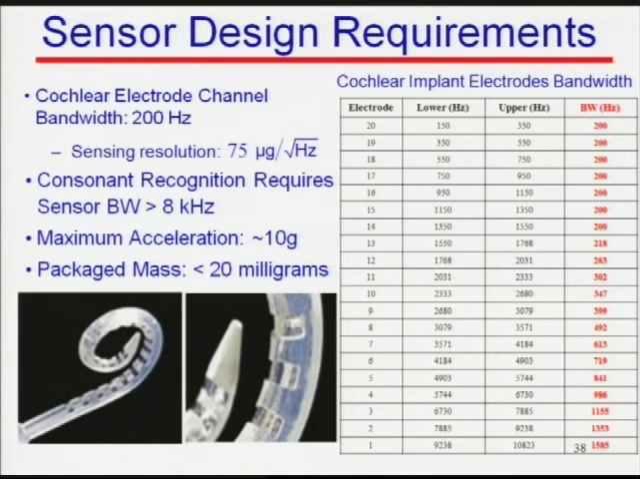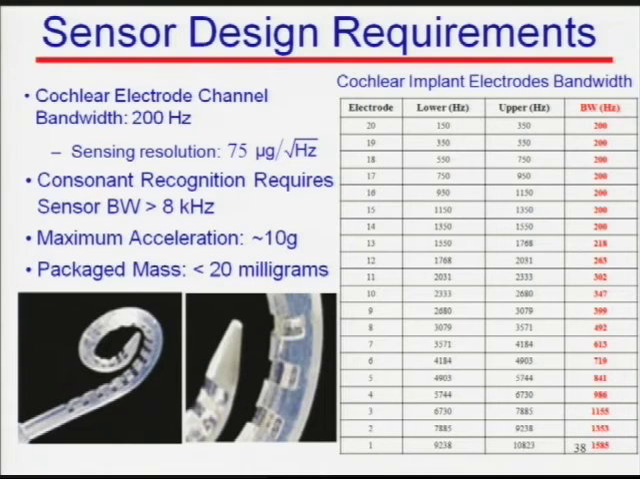So the cochlear electrode exhibits about a 200 hertz bandwidth at the low frequency end. Sort of like an array of bandpass filters, right? And each one has a certain bandwidth, at the low frequency about 200 hertz. So you do a simple calculation: 1.5 milli-g, 200 hertz bandwidth. The noise spectral density must be 75 micro-g per root hertz. Okay, and for reasonable sound recognition, we need a sensor with a bandwidth of about 8 kilohertz.